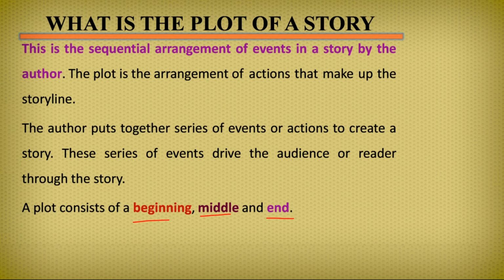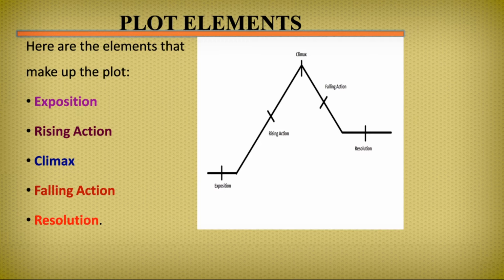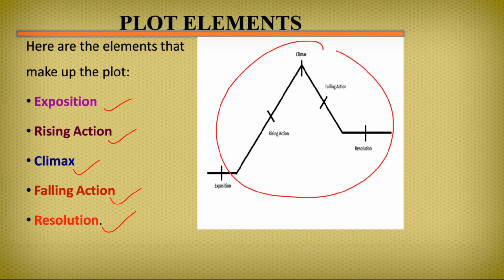Let's go on to look at the elements of plot. Here we have 5 elements that make up the plot. We have the exposition, the rising action, the climax, falling action, and finally the resolution. All these are depicted in this picture. Now, let's look at these elements one after the other. We'll start with the exposition.